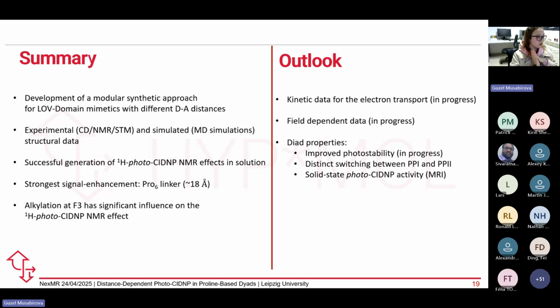And the proton photo-CIDNP effect is observed in solution for all dyads, and a strong enhancement is shown for the 6-proline dyads, where the distance is about 18 angstrom. That's actually much longer than in proteins, where the CIDNP effect is also observed.